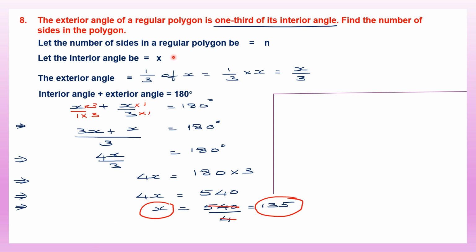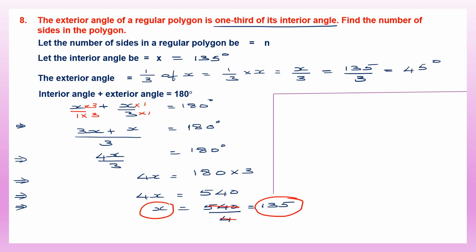And what is x? X is the interior angle. Interior angle is 135 degrees. Now, you can use the formula for interior angle to find the number of sides, or you can use the formula for exterior angle. It's always easier to use the formula for exterior angle. So let's find how much the exterior angle is. That is 135 divided by 3, which is 45 degrees.